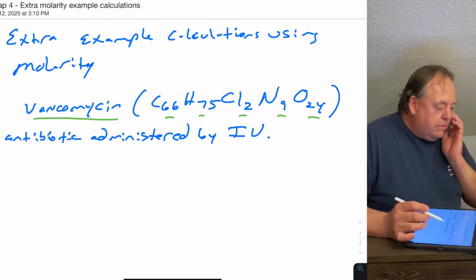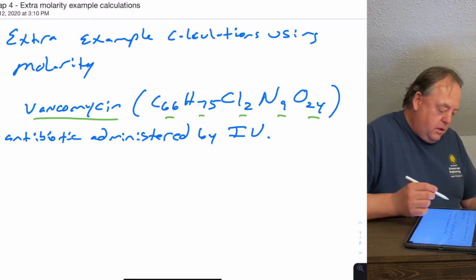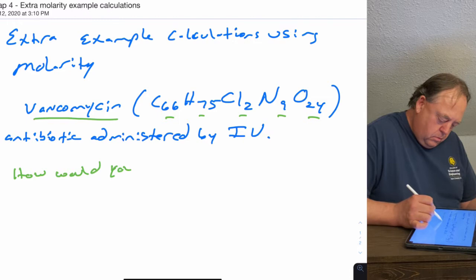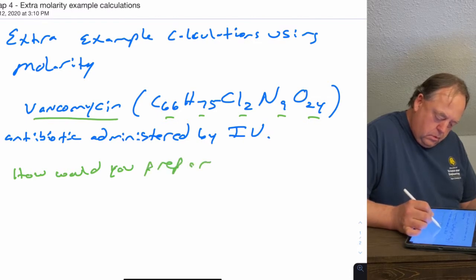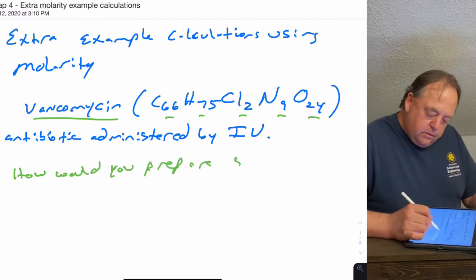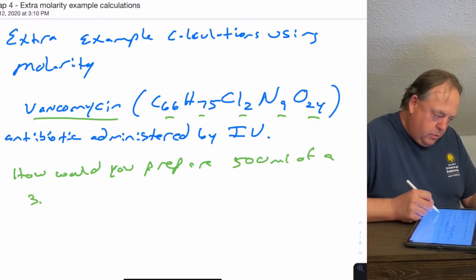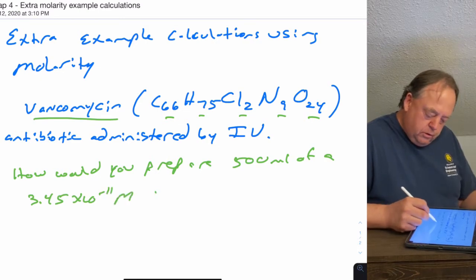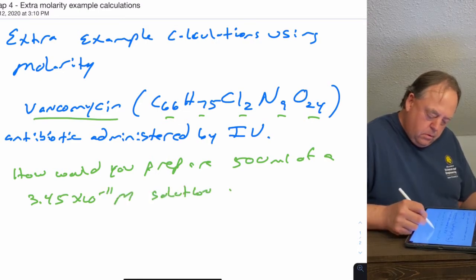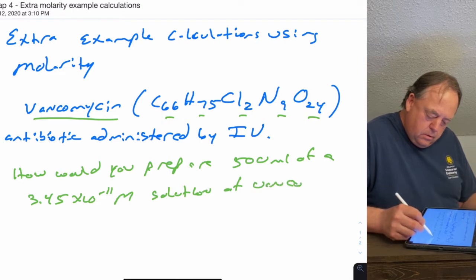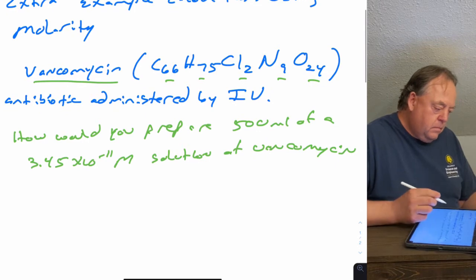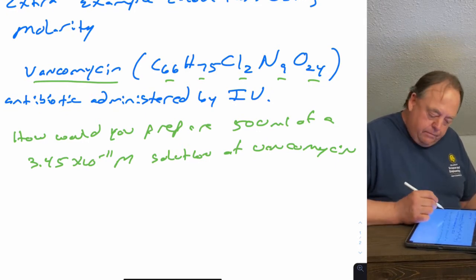So let's say we wanted to prepare an IV bag. How would you prepare 500 mL of a 3.45 times 10 to the minus 4 molar solution of vancomycin for placement in an IV bag?